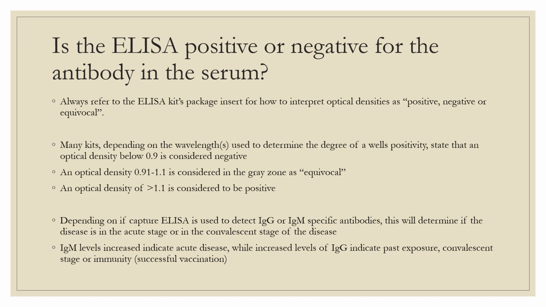If you're in an acute stage of the disease, usually it's your IgM specific antibodies that are elevated, and then your IgG specific antibodies are going to increase when you are in the convalescent stage of the disease, or if you have a successful vaccination. If you have a successful vaccination, your titer is going to be much lower than in the case if you have an acute disease.